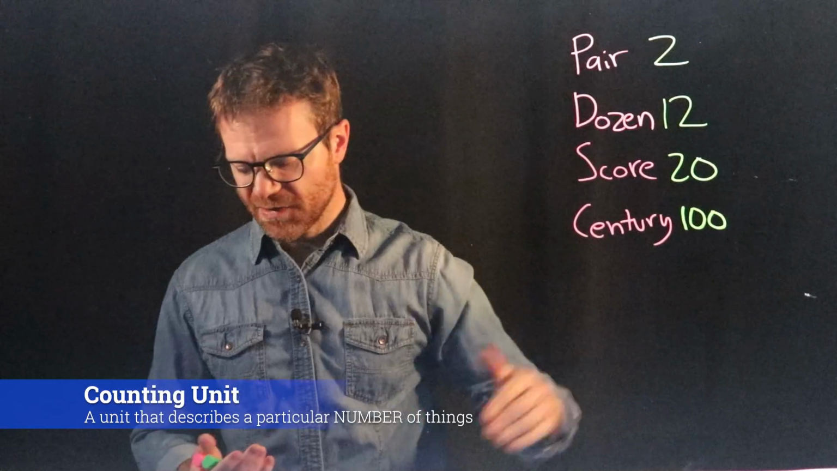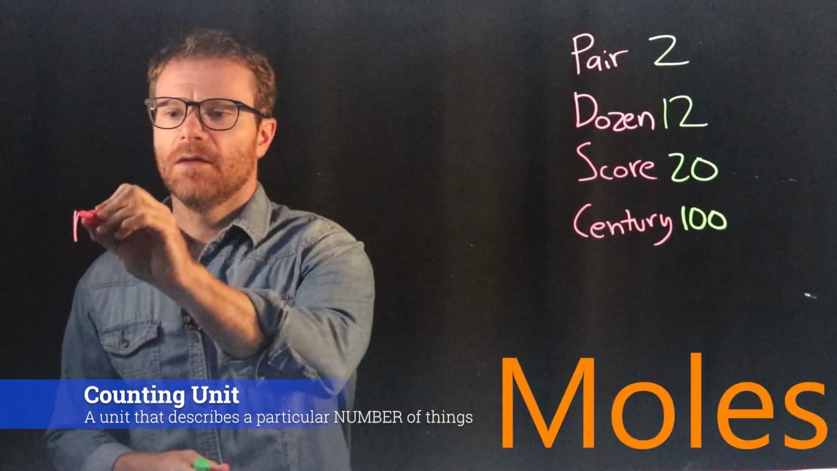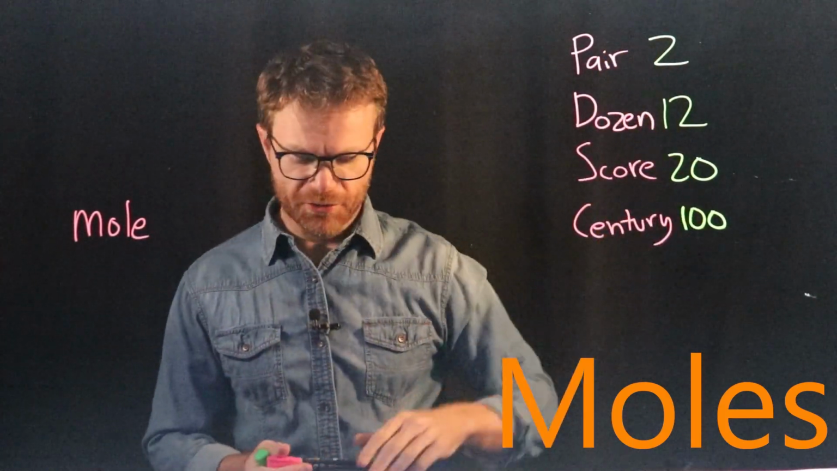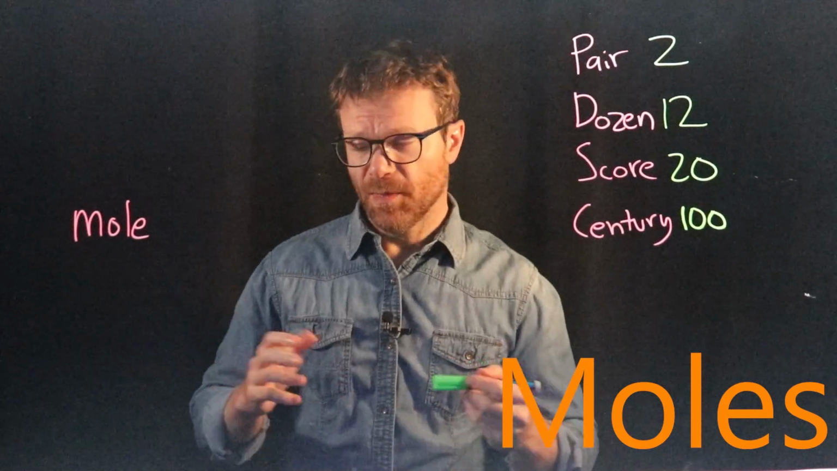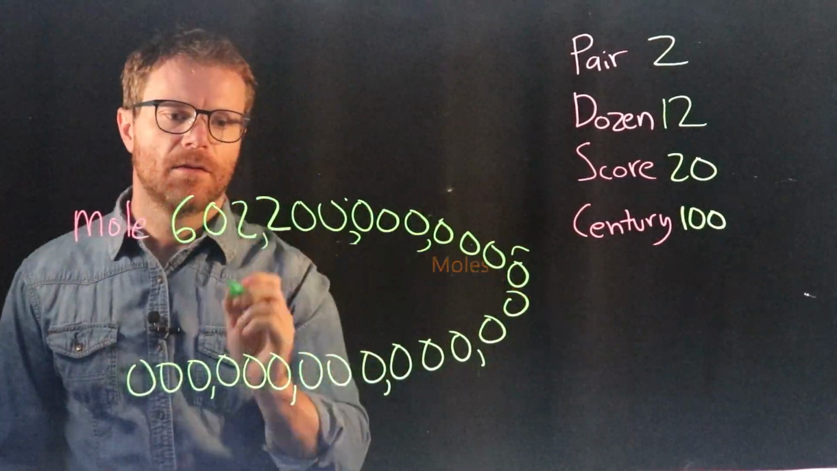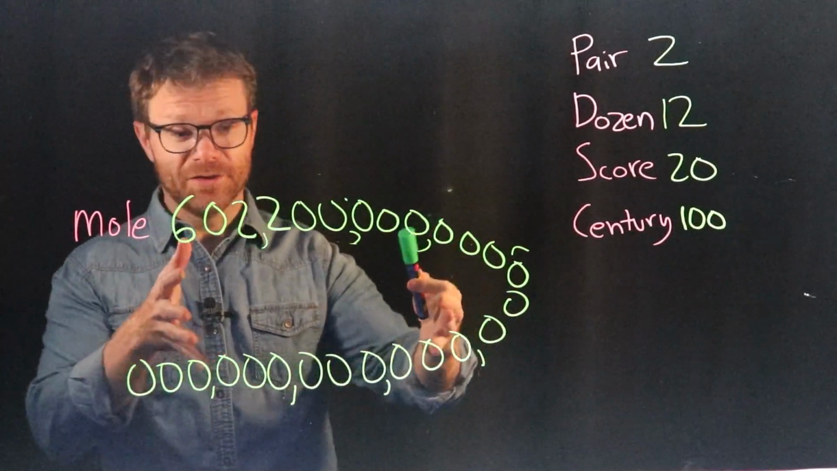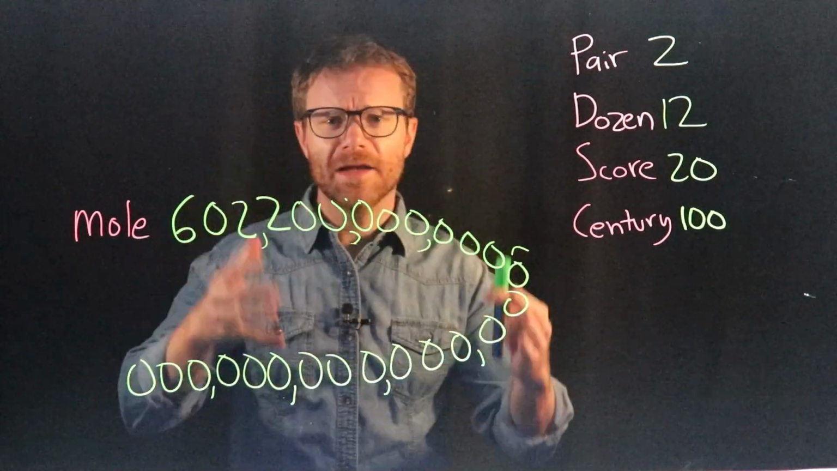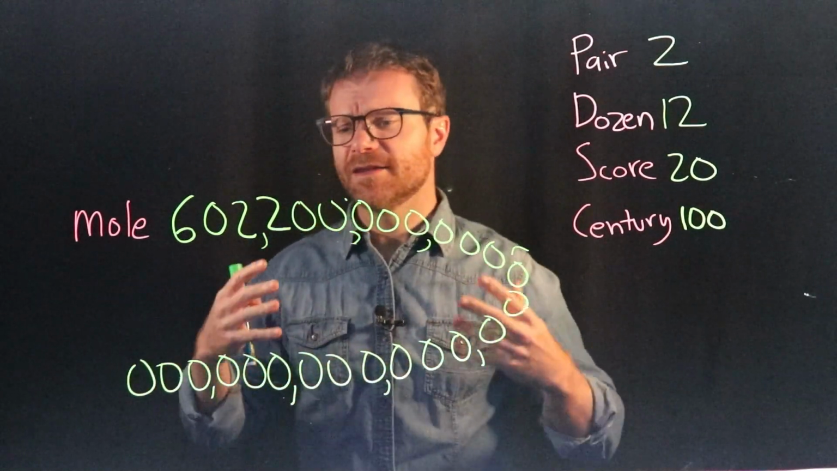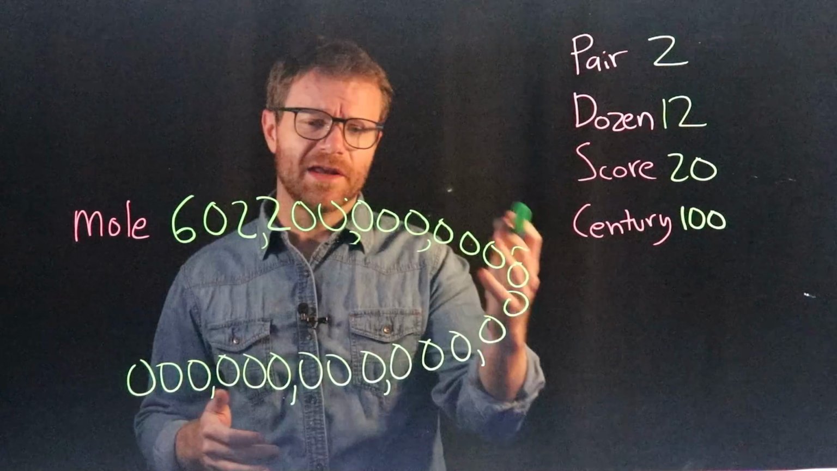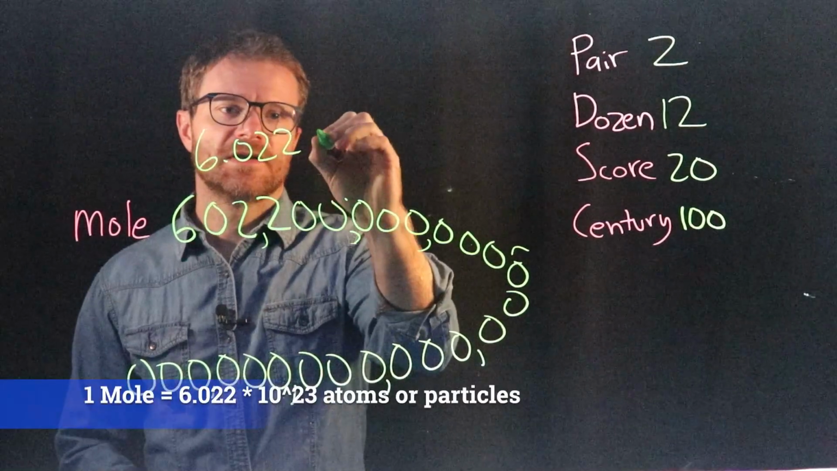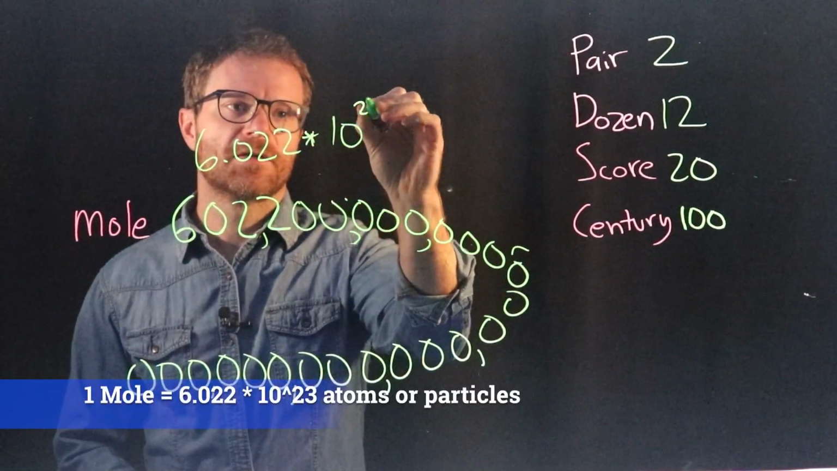Now, the mole is just another counting unit. The issue is that instead of being 2 or 12 or 20 or 100, a mole is this many. This many, a giant number. Now, as you might have seen from my scientific notation video, or just from knowing science in general, you'll know that we don't like to work with giant numbers like this. So in scientific notation, a mole is 6.022 times 10 to the 23rd of something.